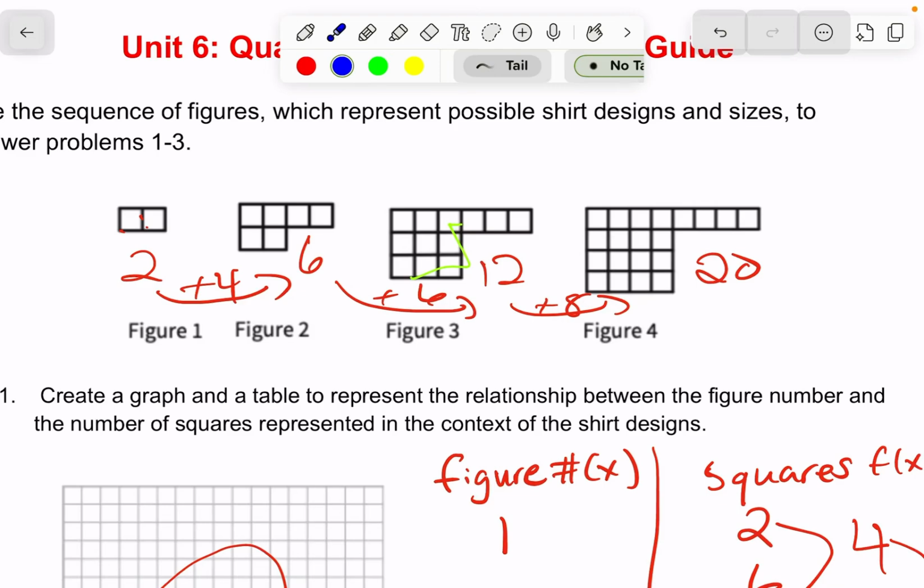Alright, my little beautiful yellow butterflies, let's jump into problem 2. The question asks us to write the explicit equation for the pattern of squares in these shirt designs.